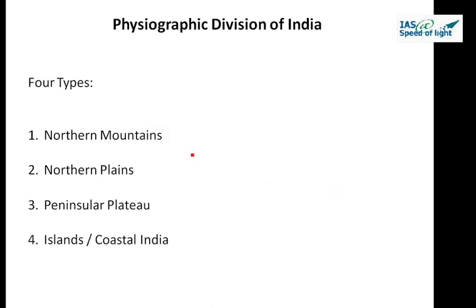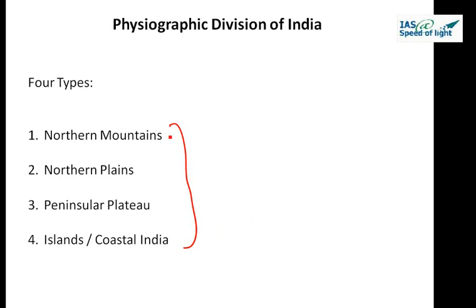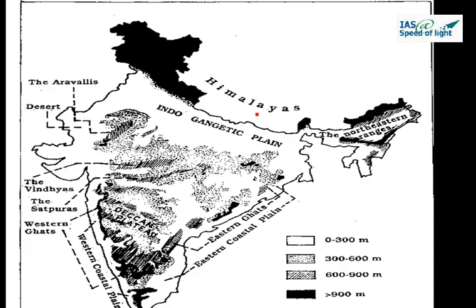Physiographic division of India: if we do, we divide it into four parts. The northern mountains, then the northern plains, which we saw in the geological history, then the Peninsula Plateau, and then the islands and the coastal India. So we'll start with the first physiographic division of India, and that is the northern mountains. So this is the division.